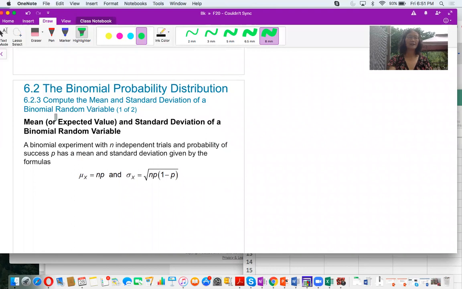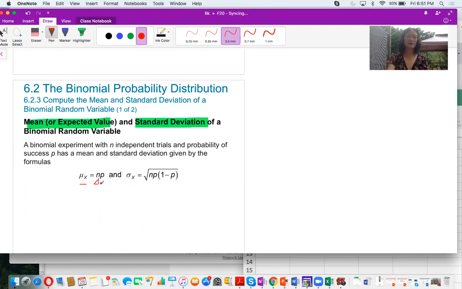Next, let's calculate the mean or expected value and the standard deviation of a binomial random variable. The formula for the mean uses the number of trials n times p. p represents the probability of success. That is mu, the mean. And for the standard deviation, you use this formula: n times p times 1 minus p, and take the square root.